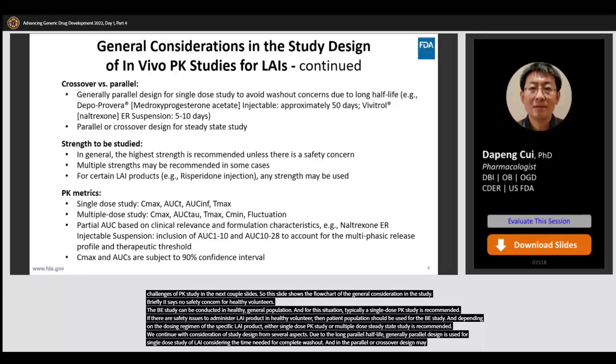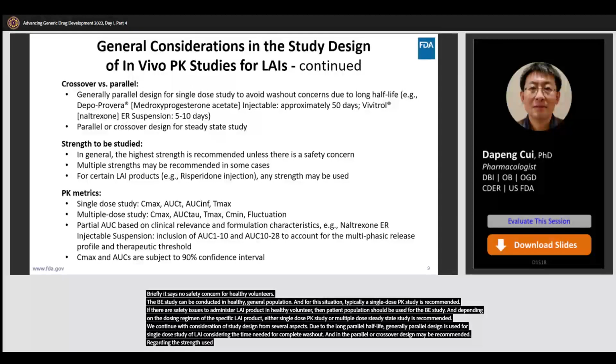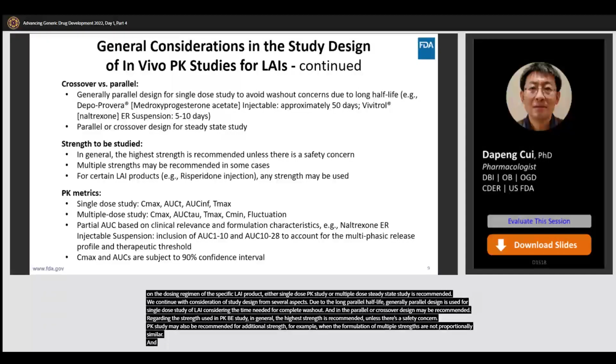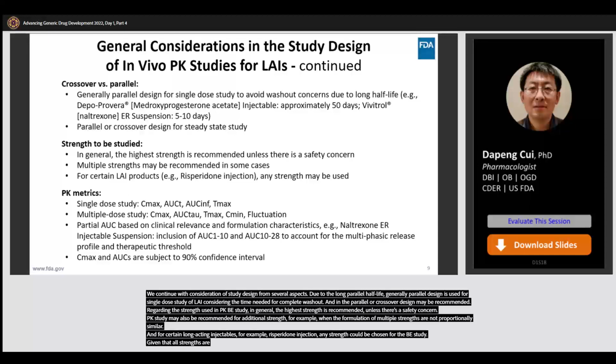Regarding the strength used in the PK BE study, in general, the highest strength is recommended unless there's a safety concern. PK studies may also be recommended for additional strengths, for example, when the formulations of multiple strengths are not proportionally similar. And for certain long-acting injectables, for example, risperidone injection, any strength could be chosen for the BE study, given that all strengths are from the same bulk and there's no additional safety concern.